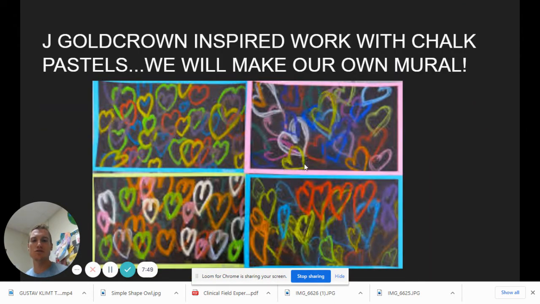So here are some student examples. We used some chalk and then a blending technique to look as if we spray painted black paper, and we put it all together, looking good.